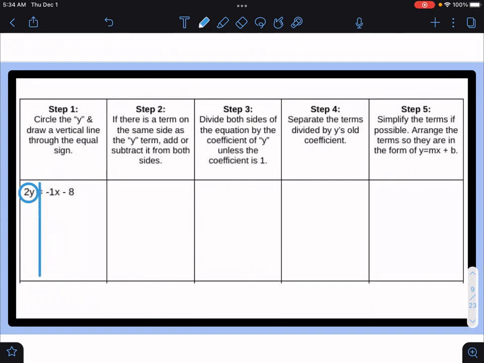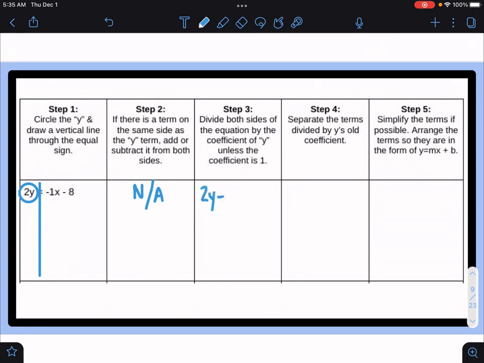Then, step 2 says, if there is a term on the same side as the y term, add or subtract it from both sides. Well, y is actually by itself on the side. There's nothing being added or subtracted to y, so I don't need to do this step. Okay, step 3. Divide both sides of the equation by the coefficient of y.